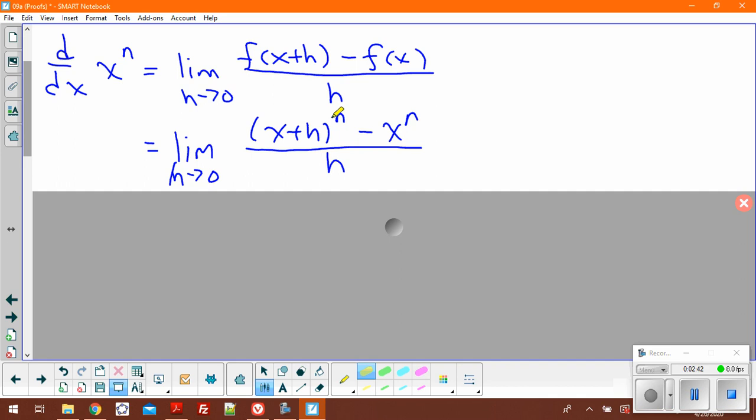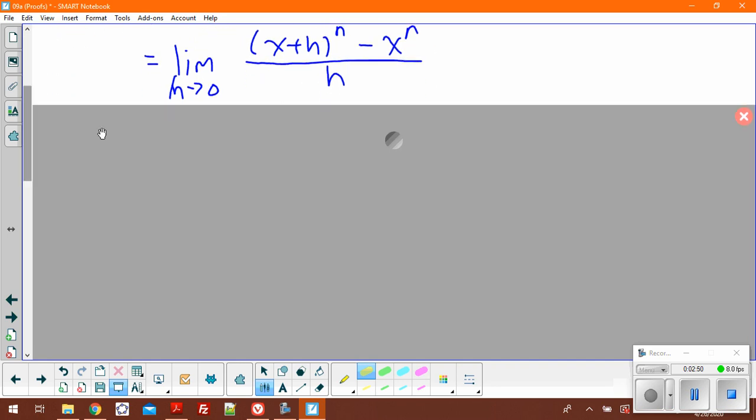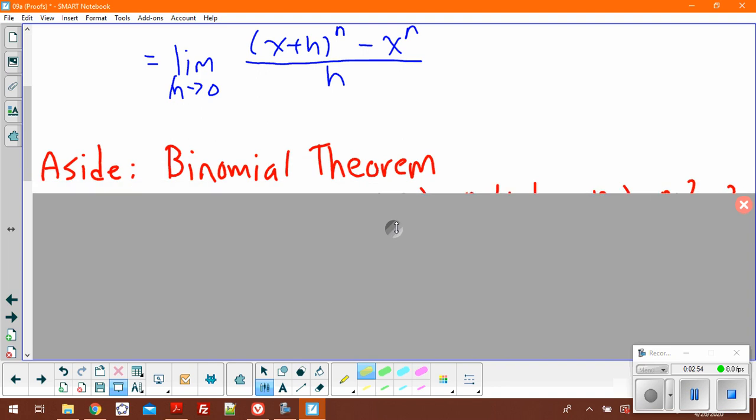Now the weird part is, how do I expand this out if I don't actually know what the exponent is? I kind of need a general rule for this. For those of you who have taken data management and have seen this part, we're going to go to what's called the binomial theorem. And in the 3U course, you probably would have done this with Pascal's triangle. You use Pascal's triangle to expand expressions like this.